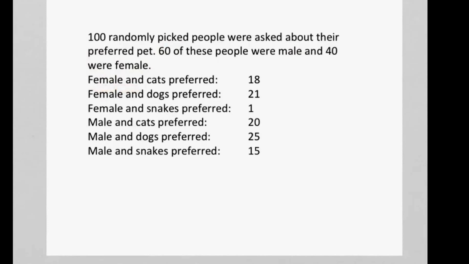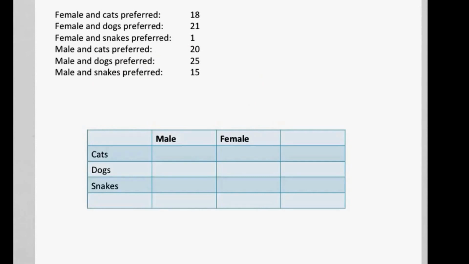Females who preferred cats, we got 18. Females who preferred dogs, they were 21. And only one female liked snake as her pet. Males, 20 of them preferred cats, 25 of them preferred dogs, and 15 males liked snakes. Quite interesting survey. Now, how can we put this into a better way of presenting?